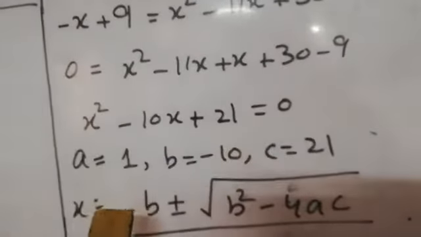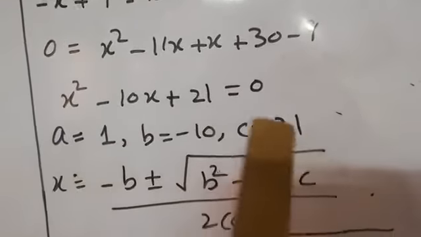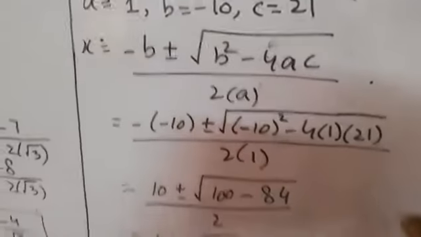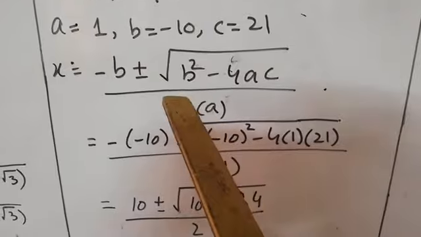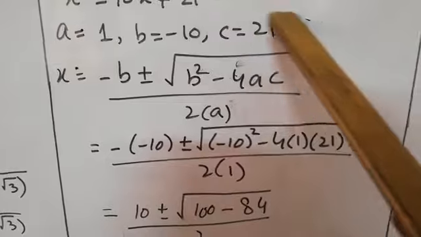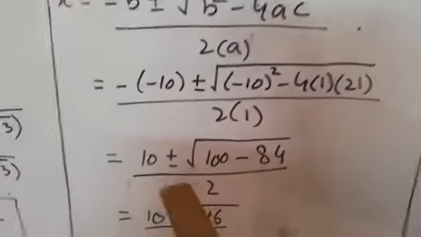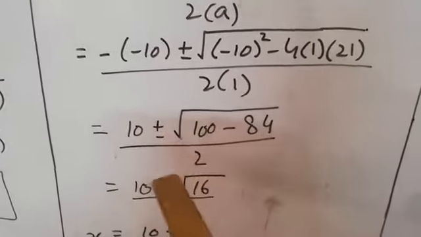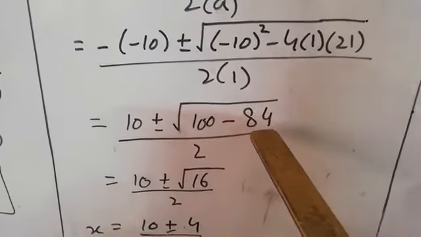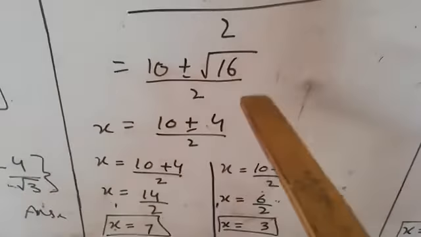So we will find the values of a, b and c. a is equal to 1, b is equal to minus 10 and c is equal to 21. After getting the values of a, b and c, we will put them in the quadratic formula, minus b plus minus square root of b square minus 4ac, divided by 2a. By putting all the values, we get 10 plus minus square root of 100 minus 84. 10 square is 100, 21 times 4 is 84, 100 minus 84 is equal to 16, and the square root of 16 is 4.